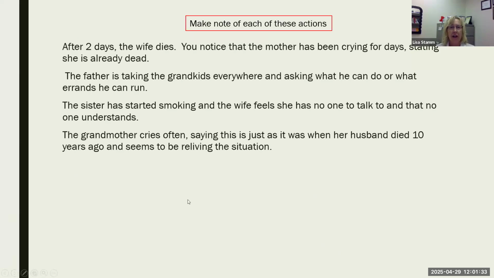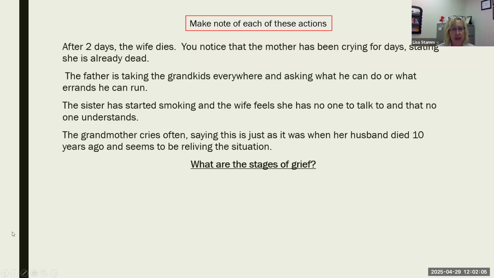So let's say that you're following up with the family to make sure they're doing okay. You notice when you're on the phone, the mother is crying. The grandfather is taking the grandkids everywhere, being very busy. The sister isn't handling things well and maybe doing some negative coping mechanisms like smoking. And she even has a grandmother that's crying. So lots of family that loved her that are struggling with this. So what are the stages of grief?